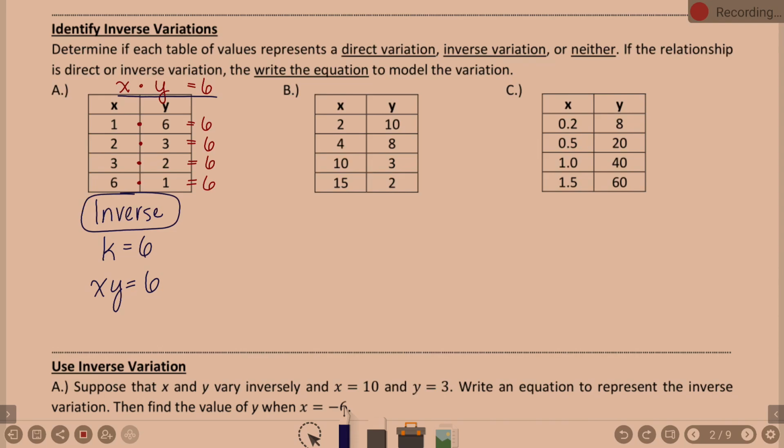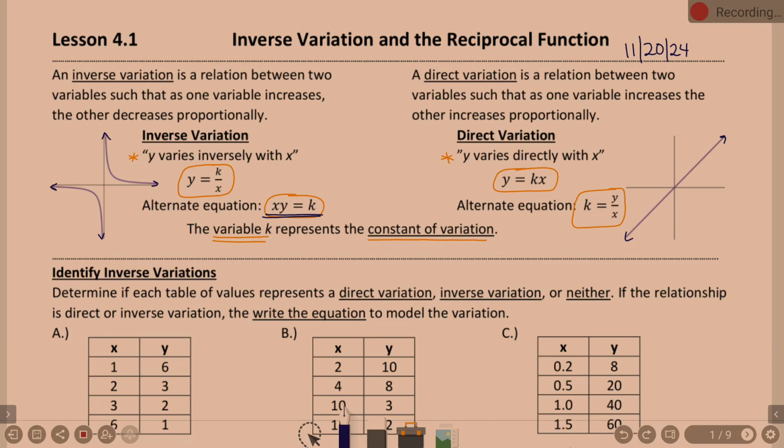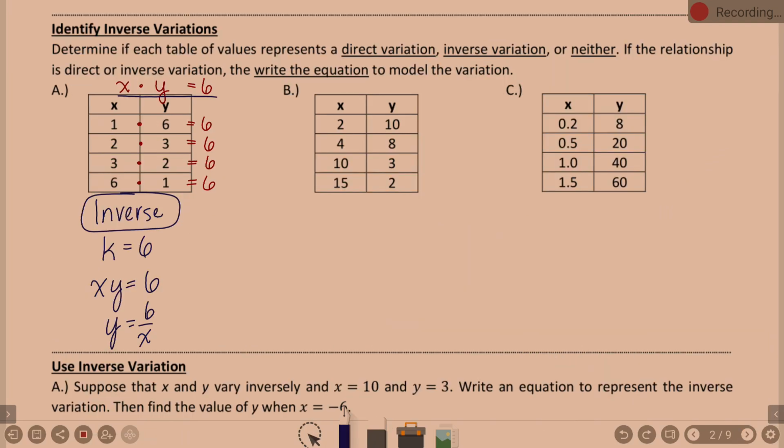And if it's x times y, what are we going to get? If we divide by x, you're going to have 6 divided by x. Now, go back to the top of your page. Does this match? Inverse variation, k, y equals k divided by x. Ours is y equals 6 divided by x.